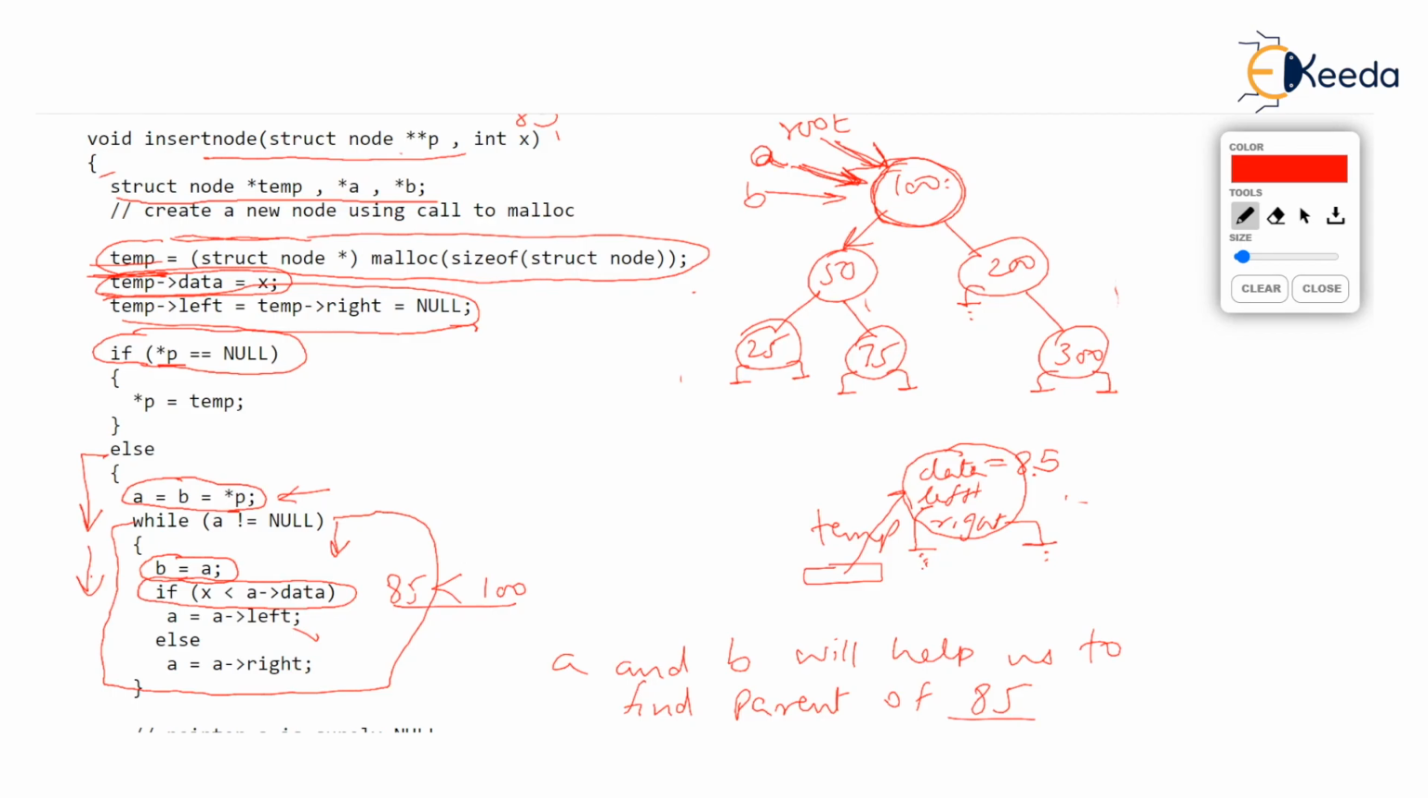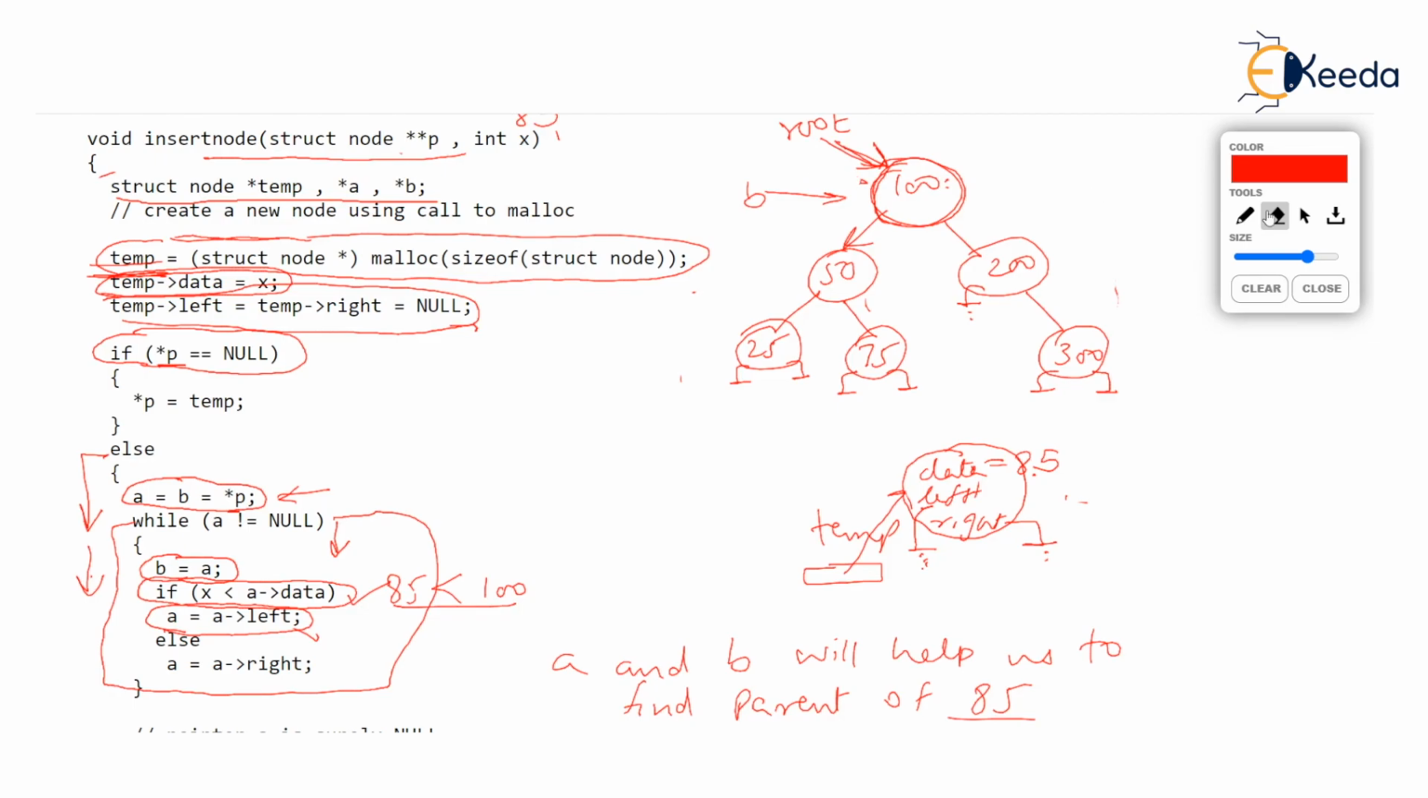Then as this if is true, A becomes A arrow left. That means the pointer A will discontinue to point to 100, but A will point to the left of 100. That is, A will point to 50. Yes, exactly. I hope you are getting it.